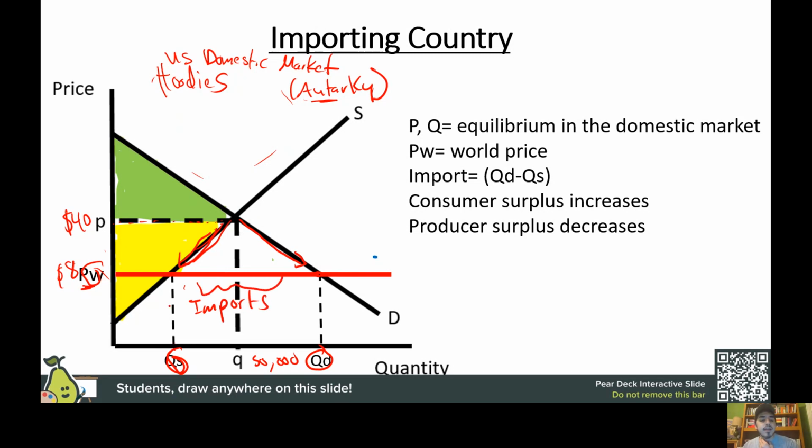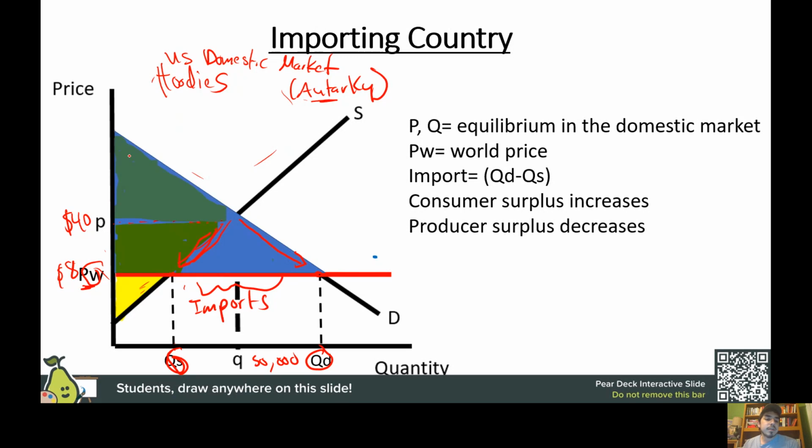Because this Q supplied is the quantity supplied of the domestic market of these types of hoodies, because these producers right here would be willing to supply those goods at that price. And then the rest of these units represents the quantity supplied by the international market, or essentially the imports, right, from this gap between quantity supplied and quantity demanded. And then let's see what this does to consumer surplus.